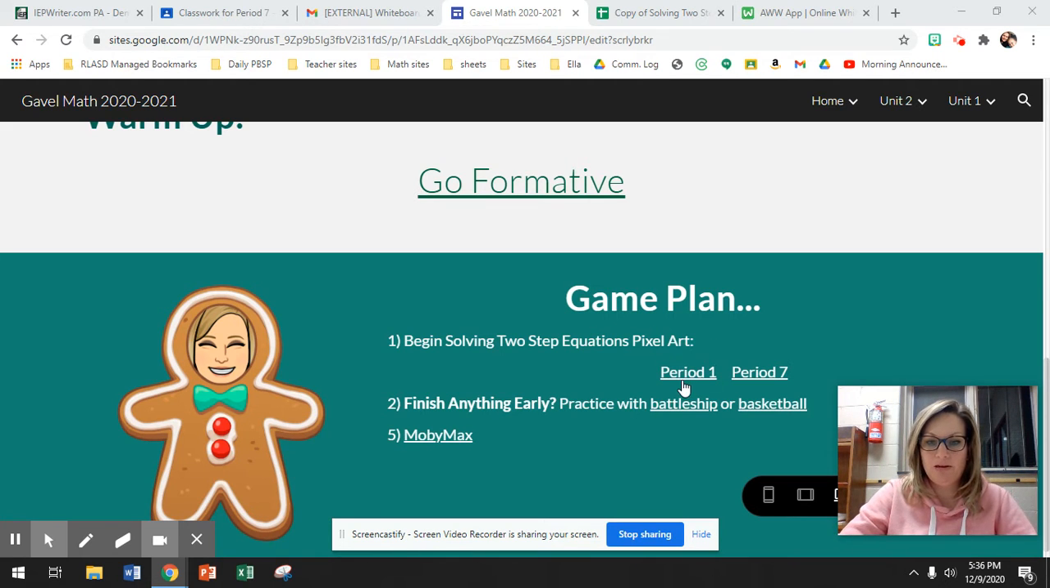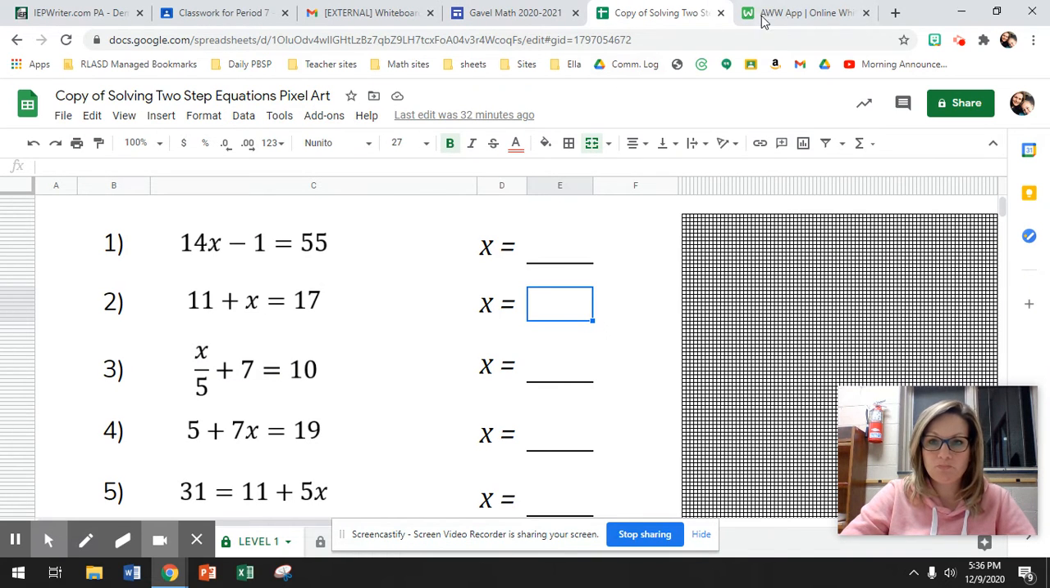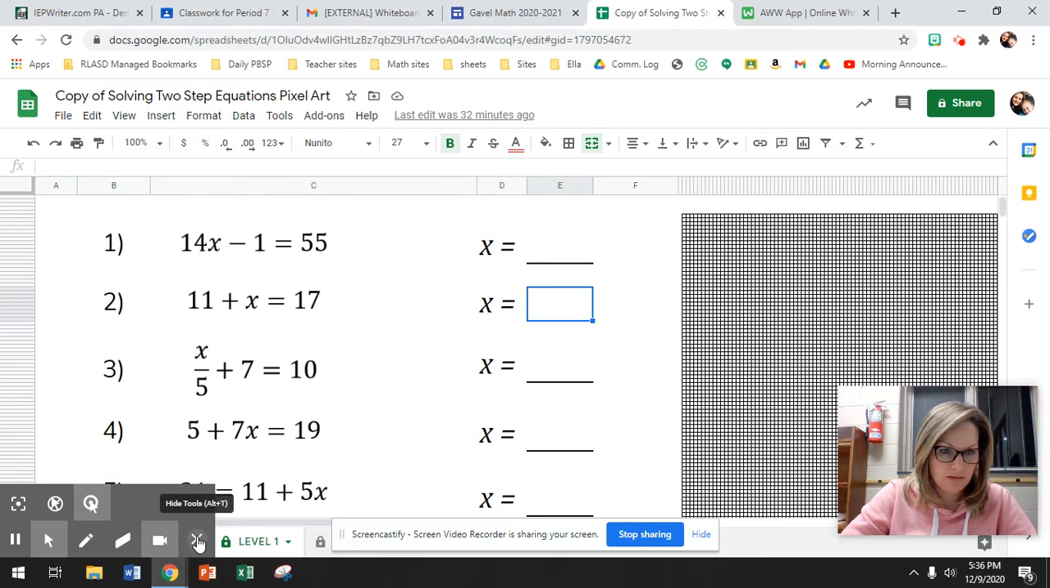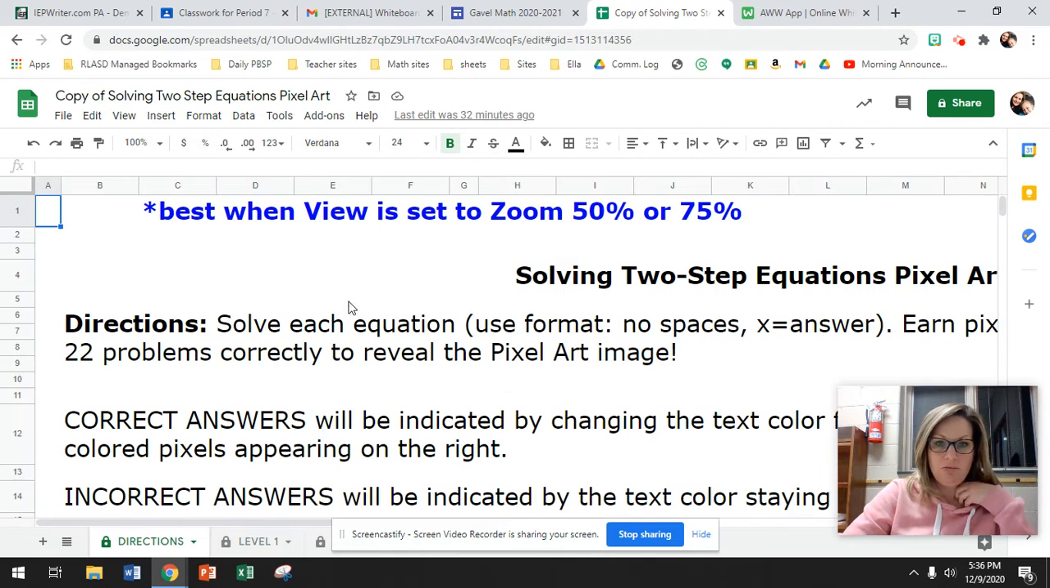If you would have me for period 1, you're going to click here. If you would have me for period 7, you're going to click here. And once you click that, it's going to open up and it will look like this. I made a copy of it. So this is what you will be seeing.